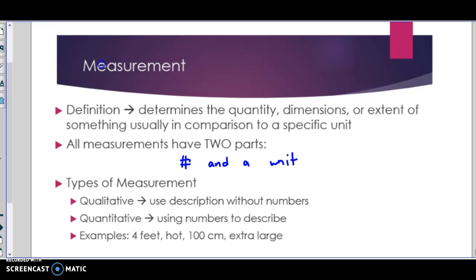There are two types of measurement, qualitative for quality and quantitative for quantity. Qualitative is description-based. Quantitative is using numbers. Please pause the video and identify what the examples are. The two that are underlined are quantitative examples, and the two that are not are qualitative.